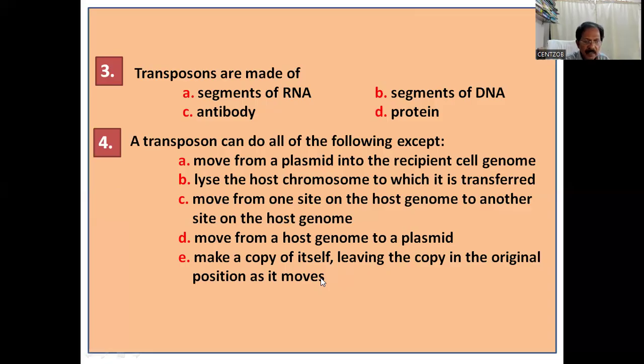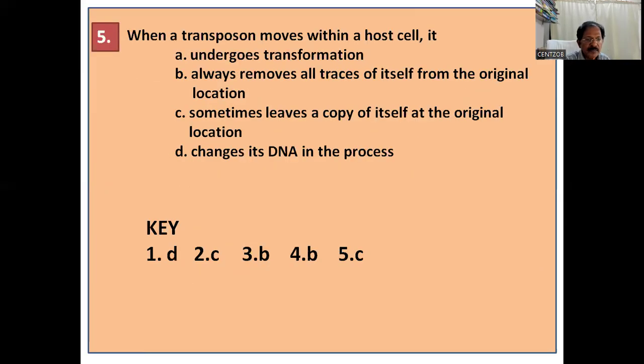You see, all the others are correct, but the second one is lyse the host chromosome to which it is transferred. No, it does not. It does not lyse the host chromosome, isn't it? So it can move from a plasmid into the recipient cell genome, and move from one site on the host genome to another site on the host genome. All these are correct, and only B is not correct. Similarly, transposons also can move from plasmid to bacterial chromosome and vice versa. Okay, let us also remember. Then more questions.